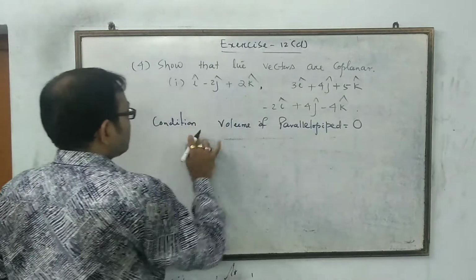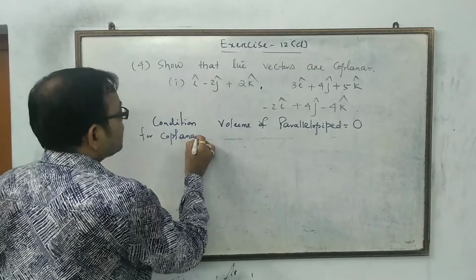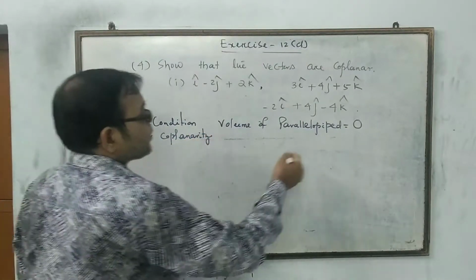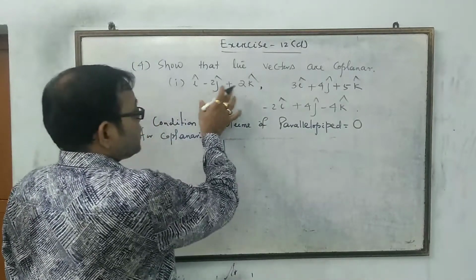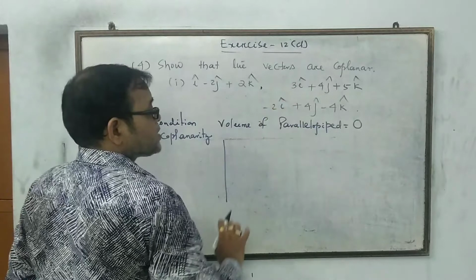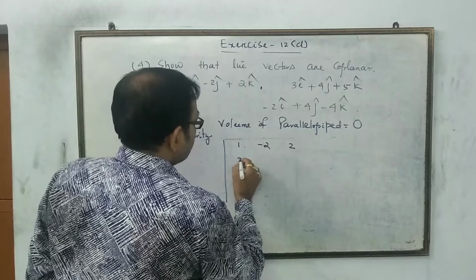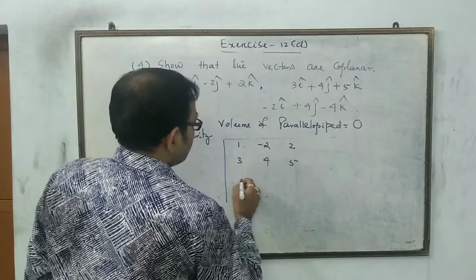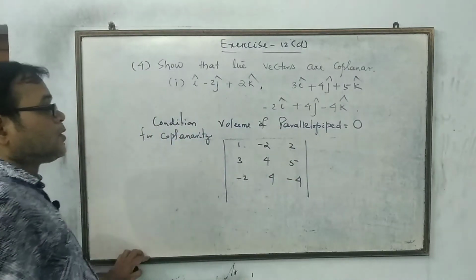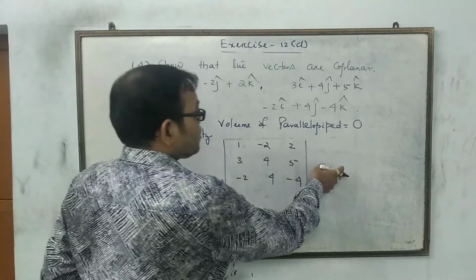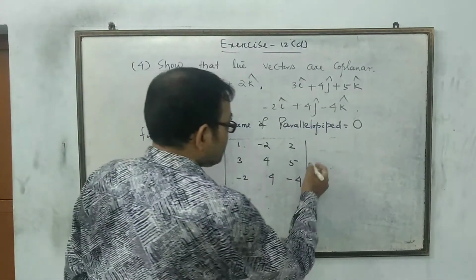I am going to write here the condition for coplanarity: the volume of the parallelepiped is equal to 0. Find the volume of the parallelepiped taking a, b and c as the edges, and you will get 1, minus 2, 2; 3, 4, 5; minus 2, 4, minus 4. If we get this value as 0, then we can prove that these vectors are coplanar. Then find its value.